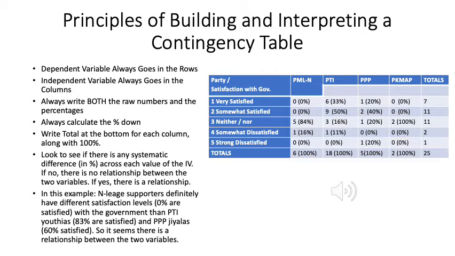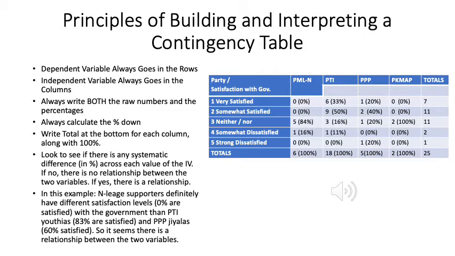If there is no systematic difference in the distribution of percentages for each value of the independent variable, in this case for each value of party ID, then there is no relationship between the variables. But if there is a difference in how the percentages are distributed across each value of the independent variable, then there is a relationship. What does this mean concretely in this case?